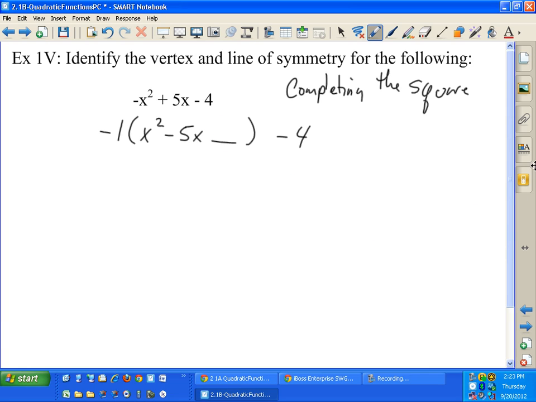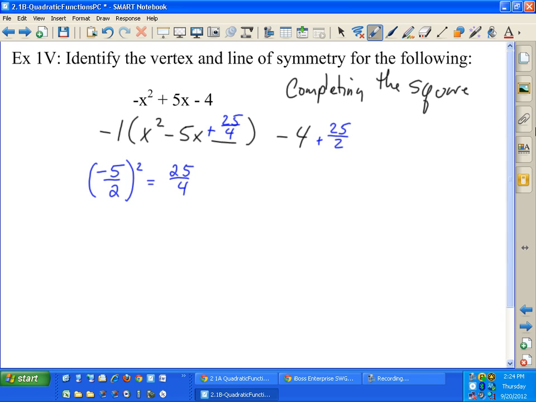Now I have to figure out what I'm going to add on to turn this into a perfect square. So I take the middle term, the b term, and divide it by 2. Well, that's the best I can do for dividing it by 2. Then I'm going to square it, which gets me a positive 25/4. That's kind of an ugly number to be adding on, but it is what it is. So we're going to add that on over here.